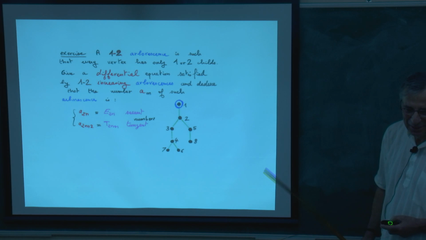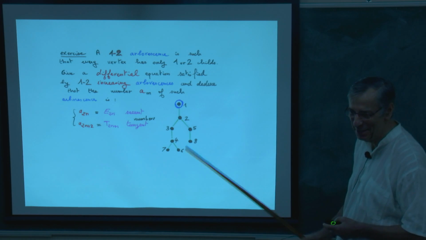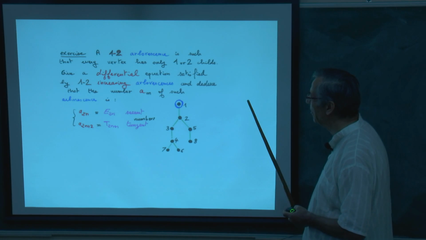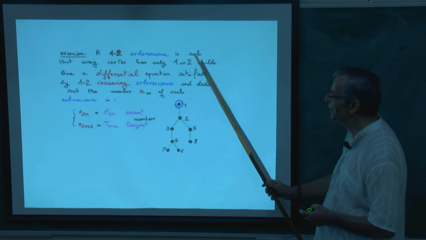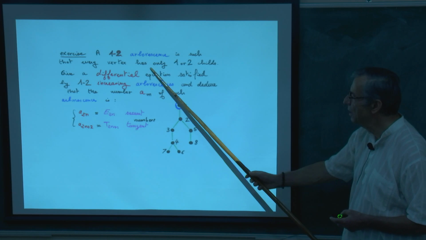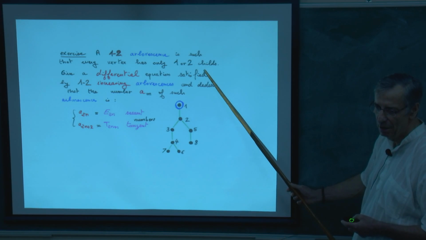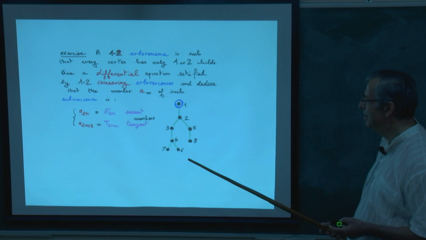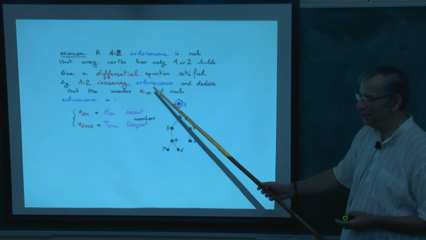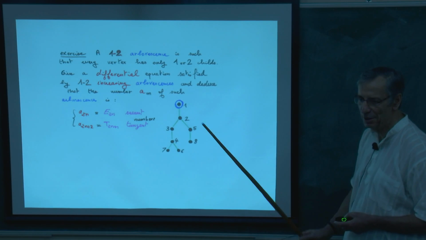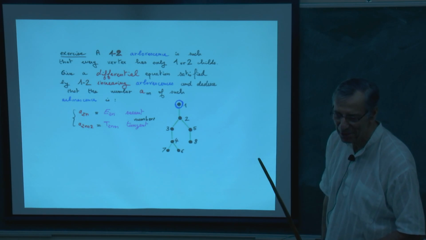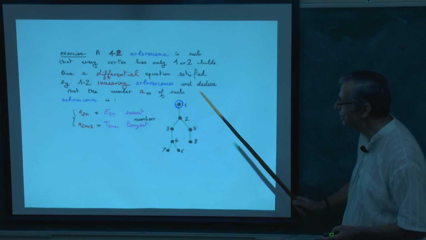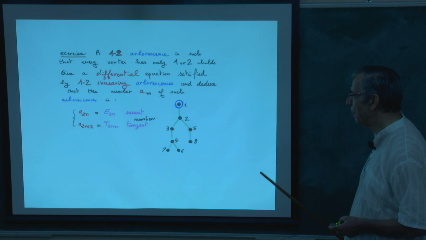Another exercise. I told you today is the exercise lecture. So the exercise: take a 1-2 arborescence. The definition is that every vertex has only one or two children. Now give a differential equation satisfied by 1-2 increasing arborescences. I don't give you the proof that this object satisfies this differential equation. No, you have to find the differential equation.